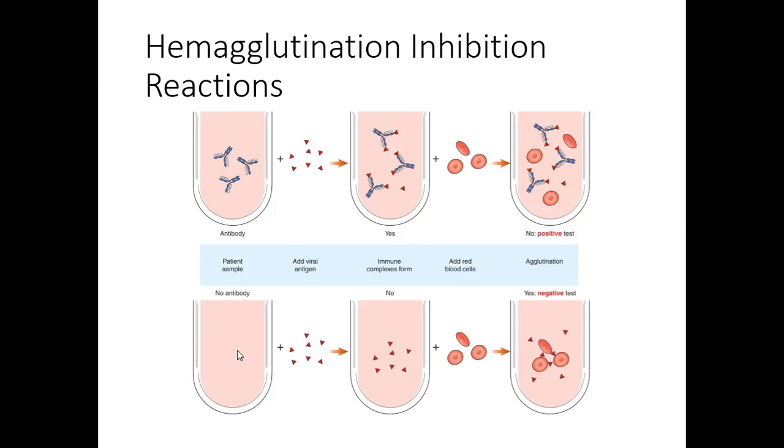In the presence of certain viruses, red blood cells can spontaneously agglutinate, not bind to. This is the principle of hemagglutination inhibition tests. We have a patient sample with antibody in it and one patient with no antibody. So this is the patient sample again. We add a viral antigen in both cases.